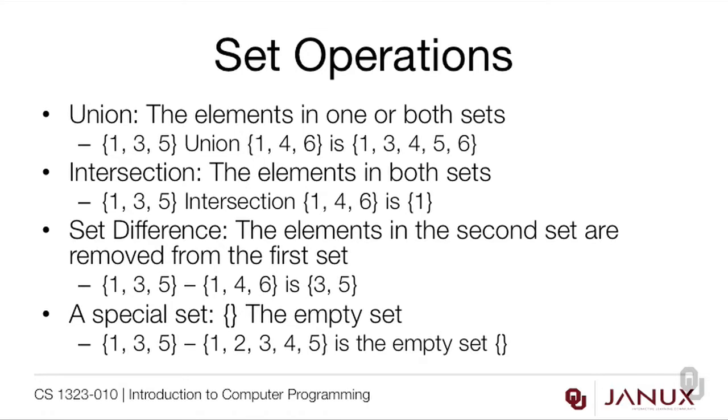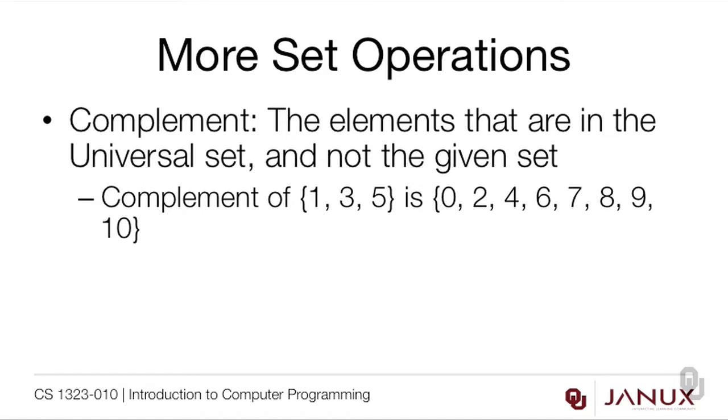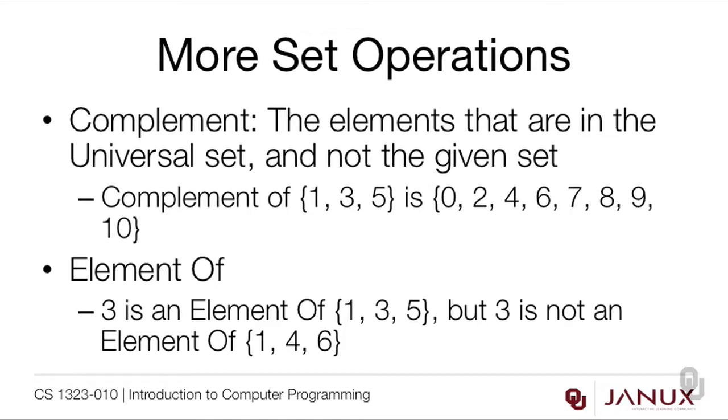So for example, if we take the set difference of 1, 3, 5 and 1, 2, 3, 4, 5, it gives us the empty set. The complement is the elements that are in the universal set that are not in the given set. So the complement of 1, 3, 5 is 0, 2, 4, 6, 7, 8, 9, 10, all the other elements. There's also an operator called element of. 3 is an element of 1, 3, 5, but 3 is not an element of 1, 4, 6. So we can see that element of is a Boolean operator.